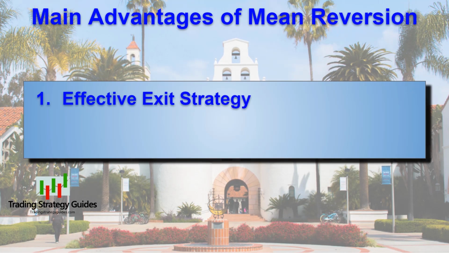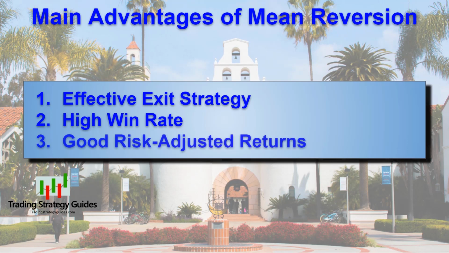The main advantages of the mean reversion strategy include effective exit strategy. The take profit target is always the average price, a high win rate. The shorter the mean reversion time frame used, the higher the win rate, and lastly, good risk-adjusted returns. Of course, all trading strategies have their own pros and cons. The biggest flaw is that once you're in a trade, you'll often see a loss before you see a profit, depending on how you time the entry, because as you know, the market doesn't operate on our schedule.